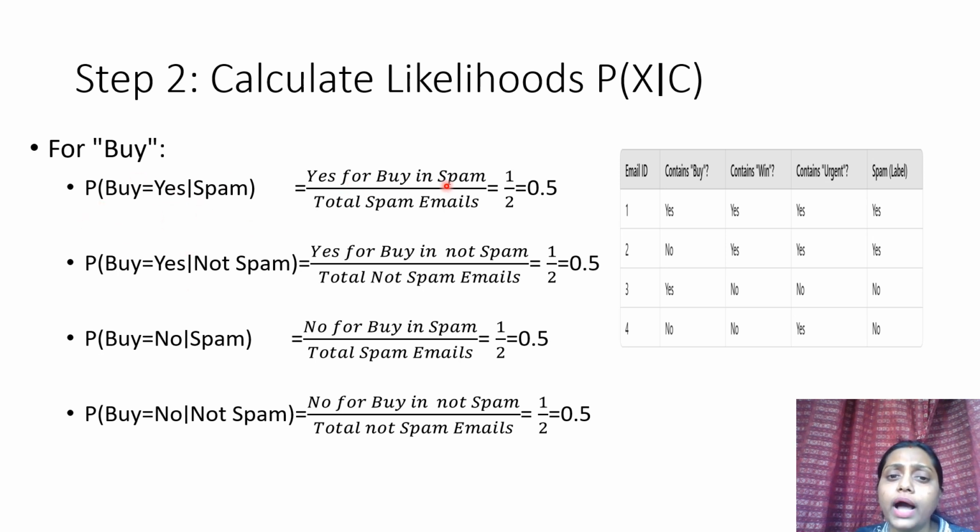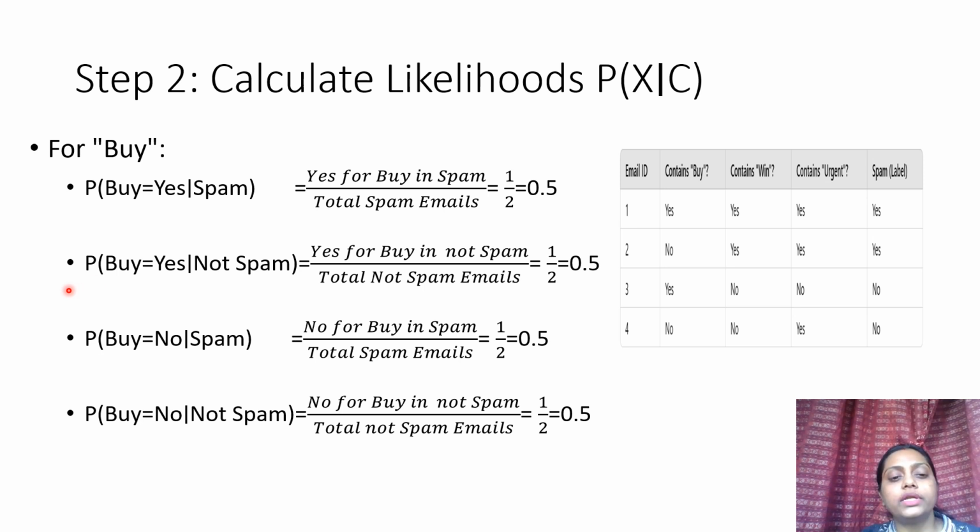So for yes for buy in spam, we can see from the first tuple that the buy is yes as well as the spam label is also yes. So yes for buy in spam is 1. And what is the total number of spam emails present? This is 2. That's why the probability is 1 by 2, which is 0.5.